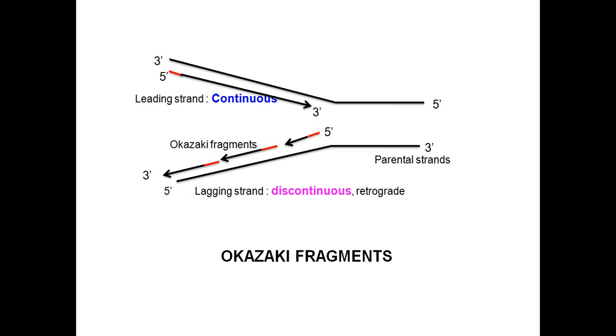Whereas the lagging strand is the other strand where the DNA is synthesized as short fragments. See, the red color is always RNA primer. So the DNA synthesis takes place in small fragments. These fragments are called Okazaki fragments. So the DNA synthesis on the lagging strand is discontinuous.